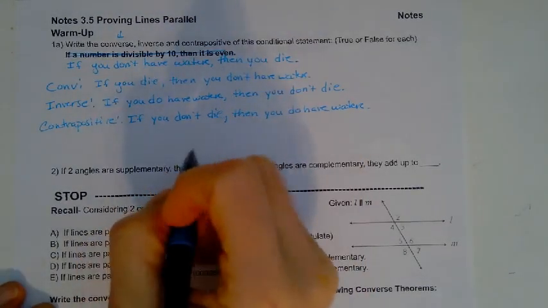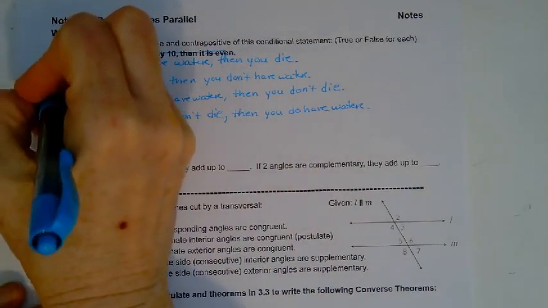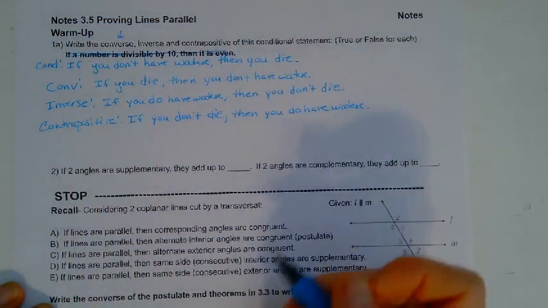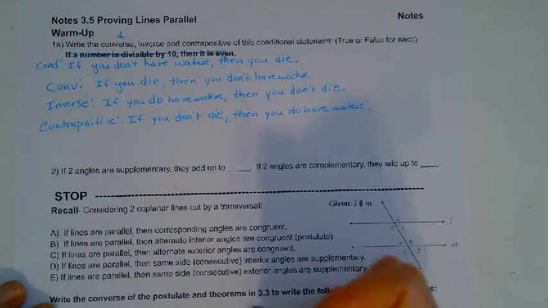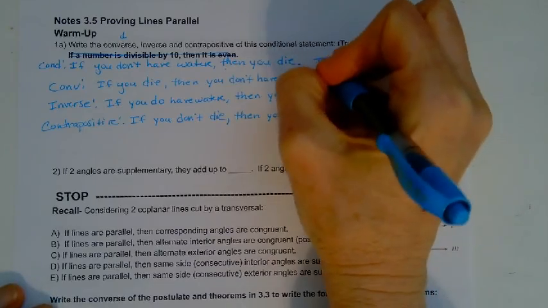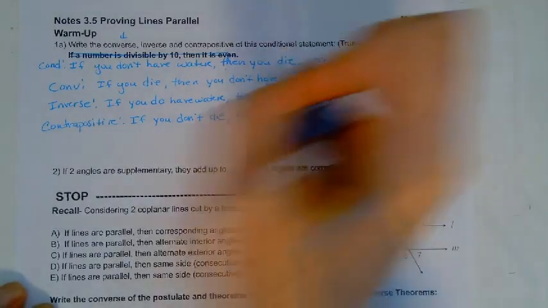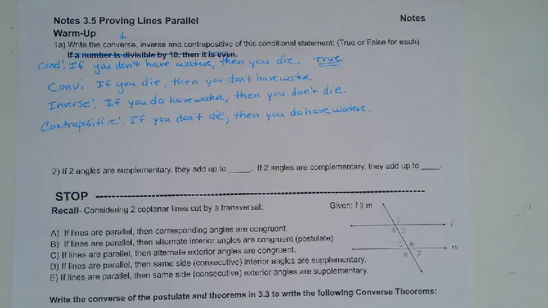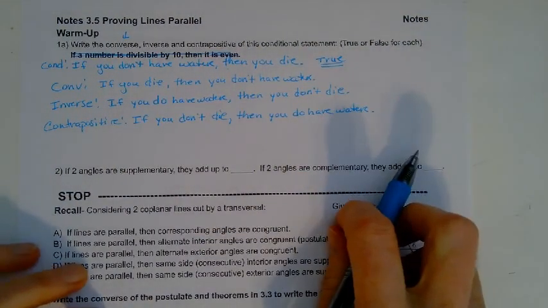Okay, so now let's look at the truth. This is the original conditional right here. If you don't have water, then you die. Okay, is that true, that if you don't have water, you die? That's true. You will die if you don't have water. I don't know, 3 or 4 days, 5 days, I don't really know the limit. You could Google it. But if you don't have water, you will die.